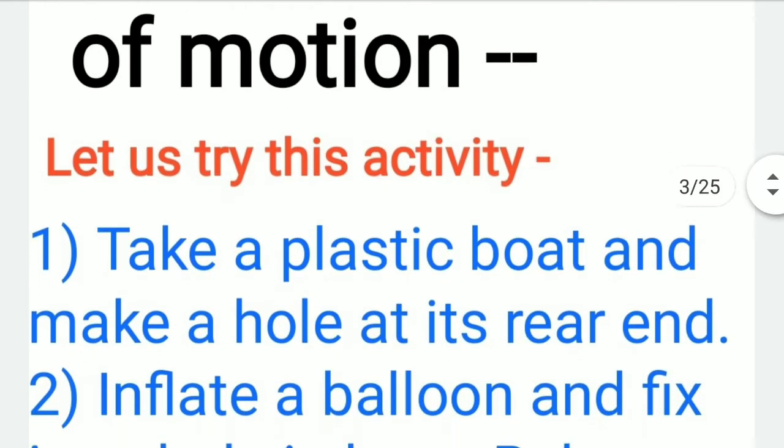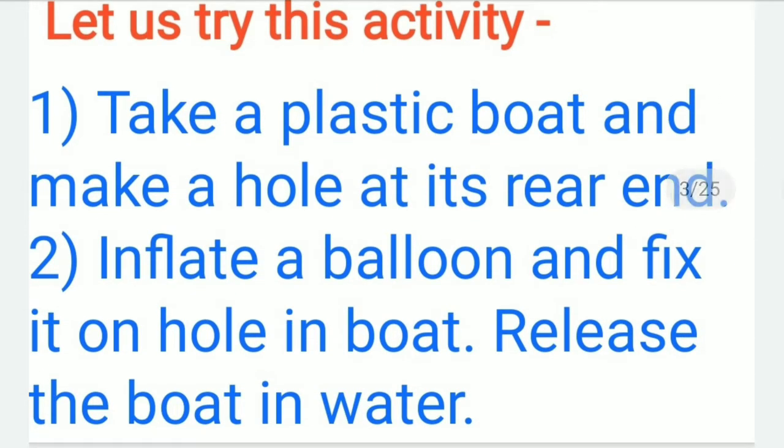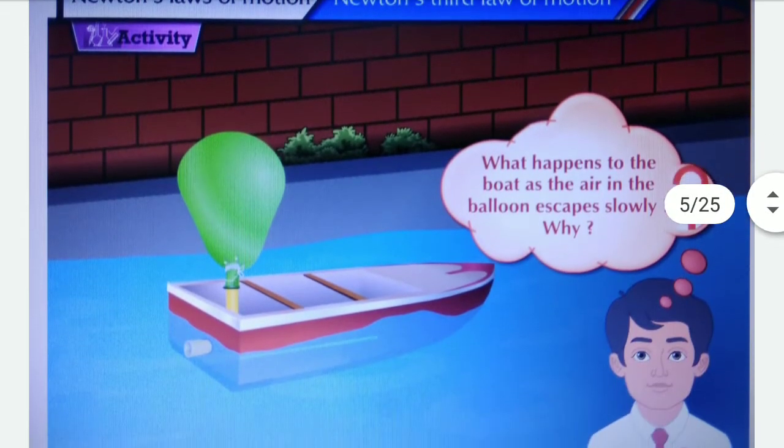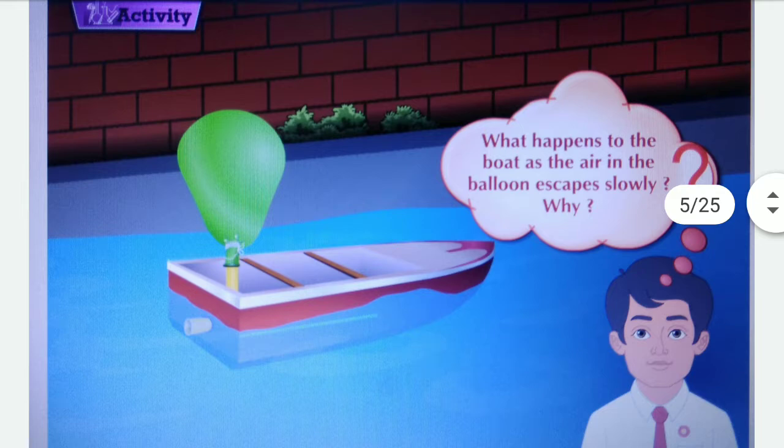Let us try this activity. Take a plastic boat and make a hole at its rear end. Inflate a balloon and fix it on the hole in the boat. Release the boat in water. What do we see after fixing the balloon on the hole? What happens to the boat as the air in the balloon escapes slowly, and why?